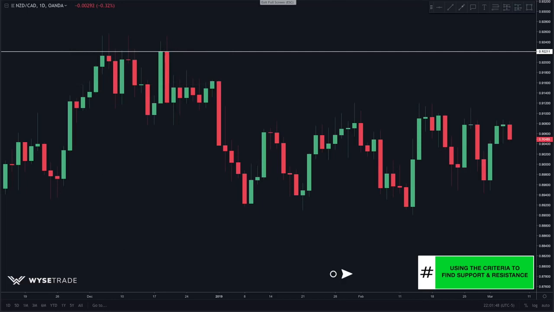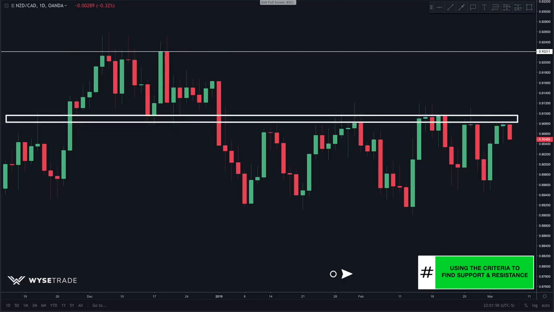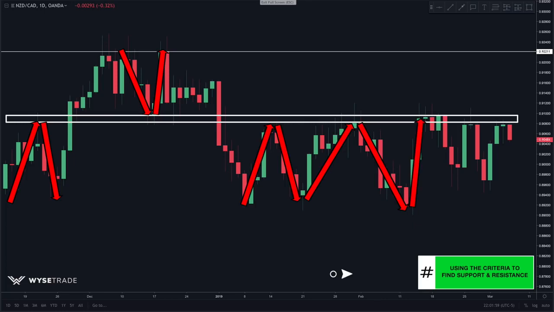So, moving on down. Now the next level we spot is this level here, with 6 rejections. Rejection 1, Rejection 2, Rejection 3, Rejection 4, Rejection 5, and Rejection 6.